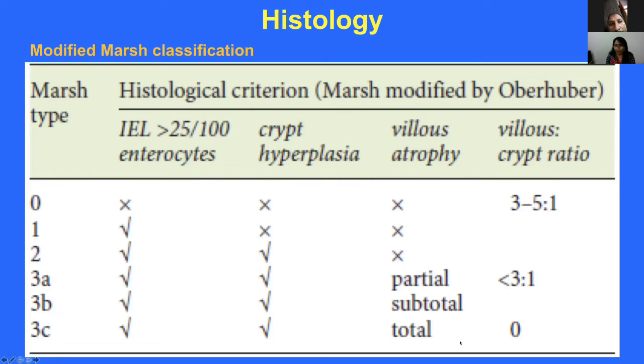When there is partial villous atrophy, then this ratio decreases. And when there is total villous atrophy, this ratio becomes almost zero. So the totally flat mucosa is seen in patients with celiac disease with florid manifestation.